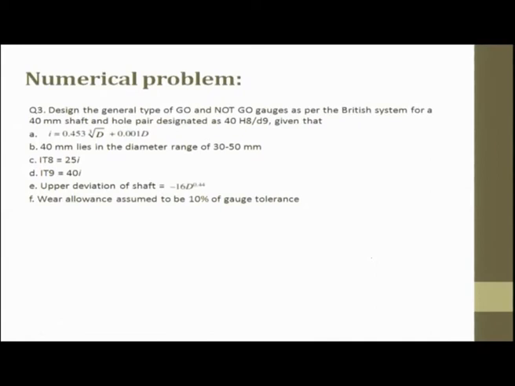So, let us try to solve one simple problem. Design the general type of go and no go gauge as per the British system for a shaft of 40 millimeter and a hole pair designated as 40 H8, D9, given that i equals 0.453 cube root of D plus 0.001 D. This is the linear factor. So, there are several subdivisions given. Let us try to solve each subdivision and get the answer.